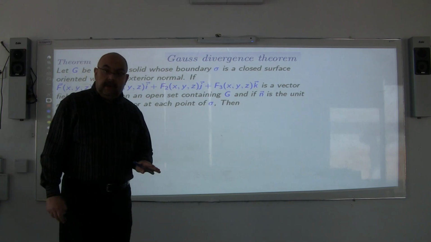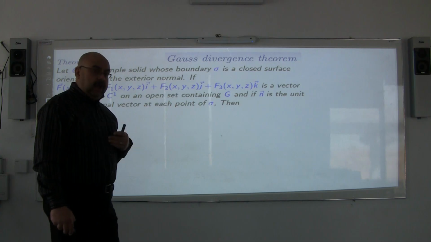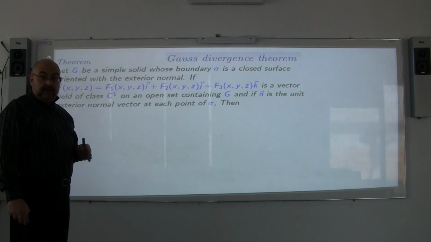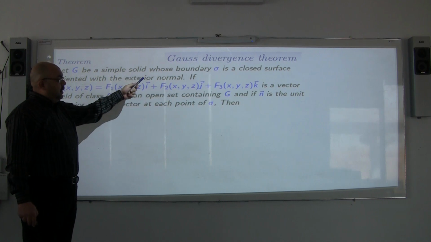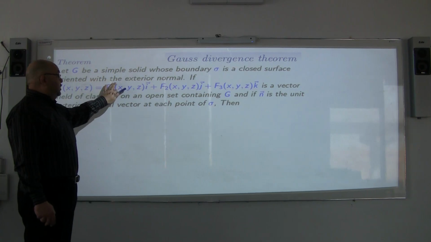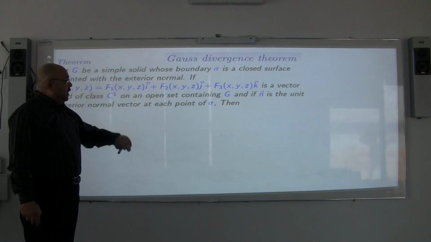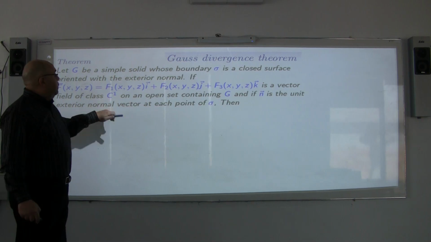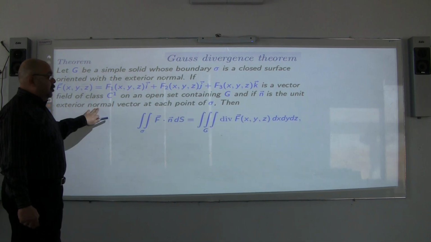To the final thing in our course, which is the divergence or Gauss divergence theorem, which allows us to evaluate the surface integration using triple integration. Let's see. Let G be a simple solid whose boundary sigma is a closed surface, it has to be a closed surface, oriented with the exterior normal. If the vector field is given by the components F1, F2, and F3, it is a vector field of class C1, so it's differentiable once in order to apply the divergence, on an open set containing G, and n is the unit vector exterior to the surface.